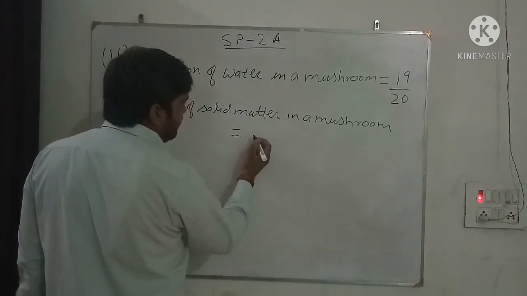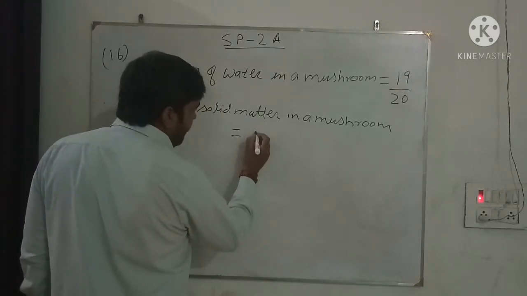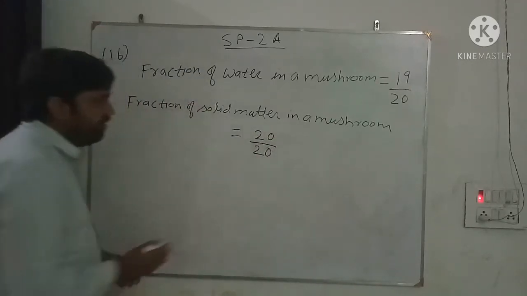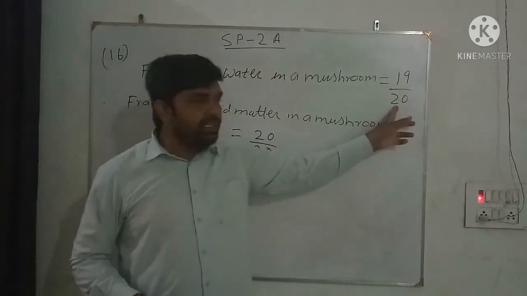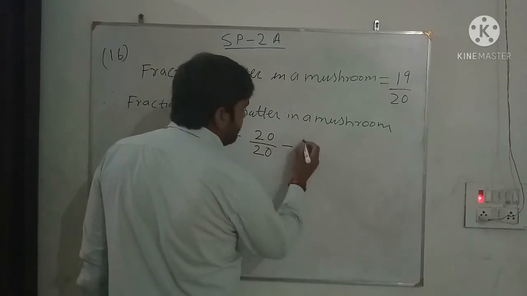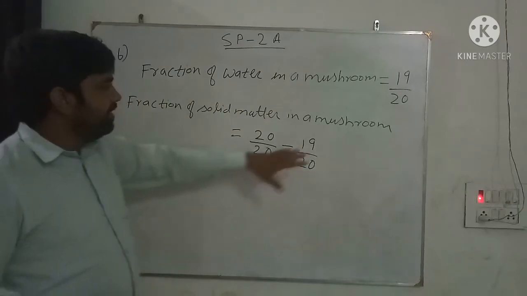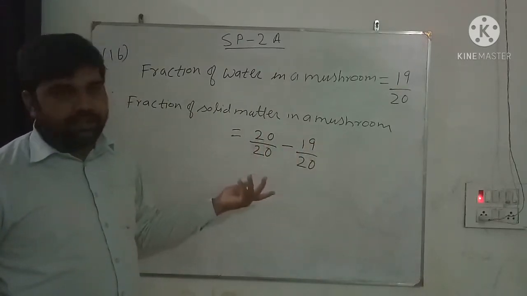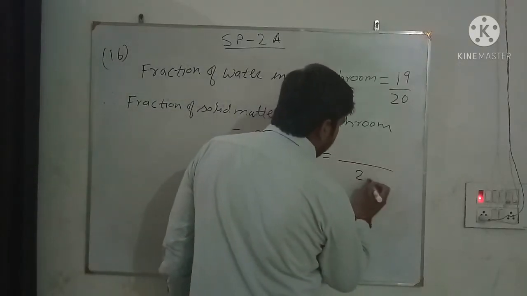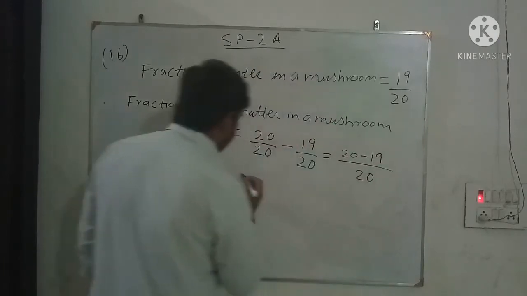That is 20 by 20. So the total part is 20. 20 by 20 means the total mushroom, 20 equal parts. So 20 by 20 means 1. So 20 by 20 minus 19 by 20. Out of total 20 parts, 19 parts are water and 1 part is what? Solid matter. So the fraction of the solid matter will be, taking the denominator common, 20 minus 19 gives you the answer 1 by 20.